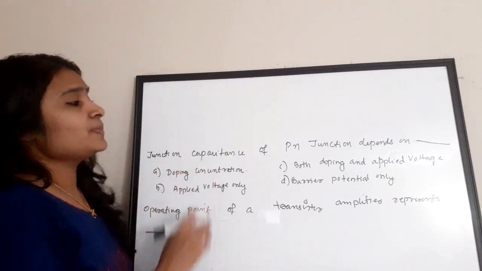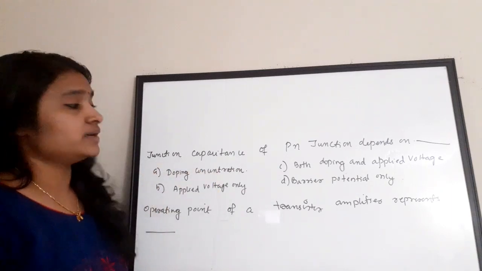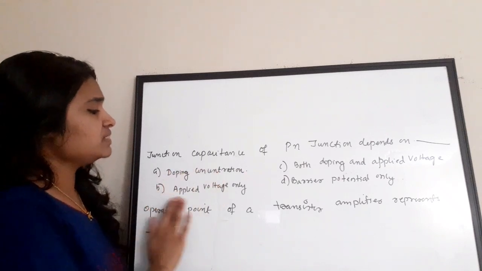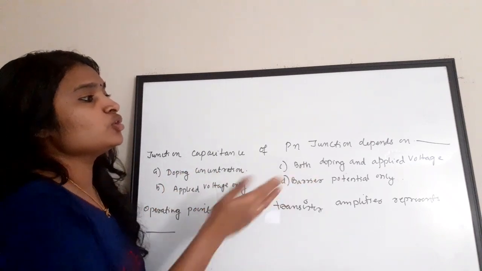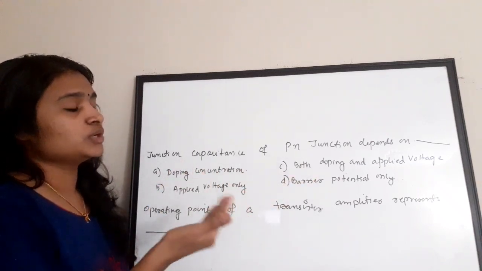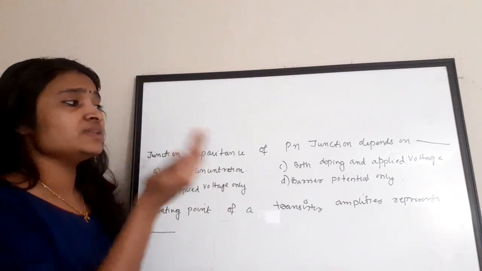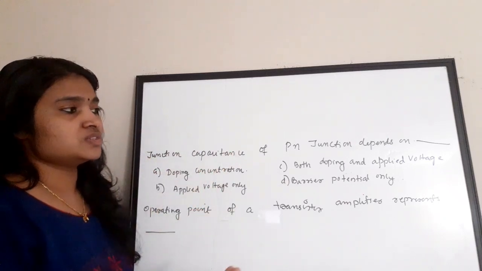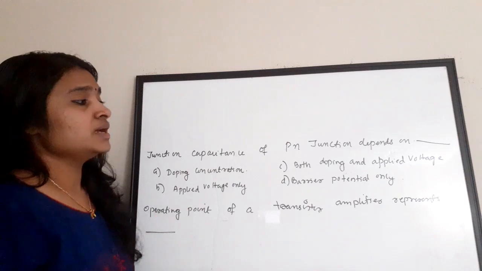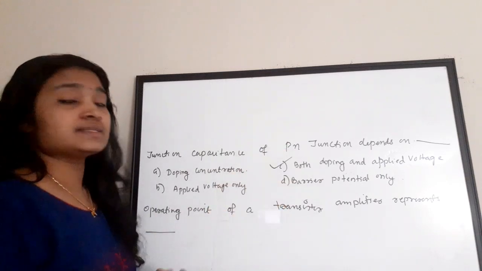Junction capacitance of a PN junction depends on dash. A, doping concentration. B, applied voltage only. C, both doping and applied voltage. D, barrier potential only. The correct answer is it depends on both doping concentration and applied voltage. Option C is the correct answer.